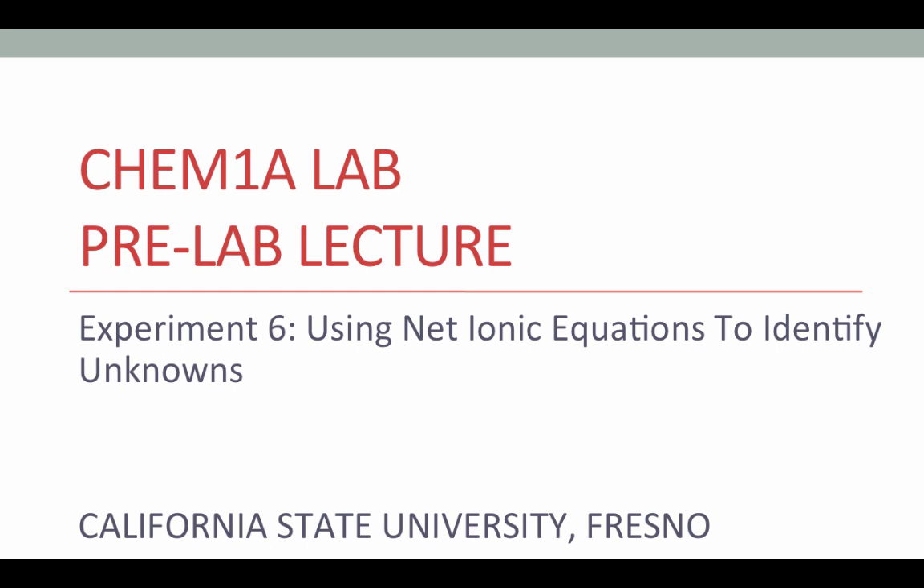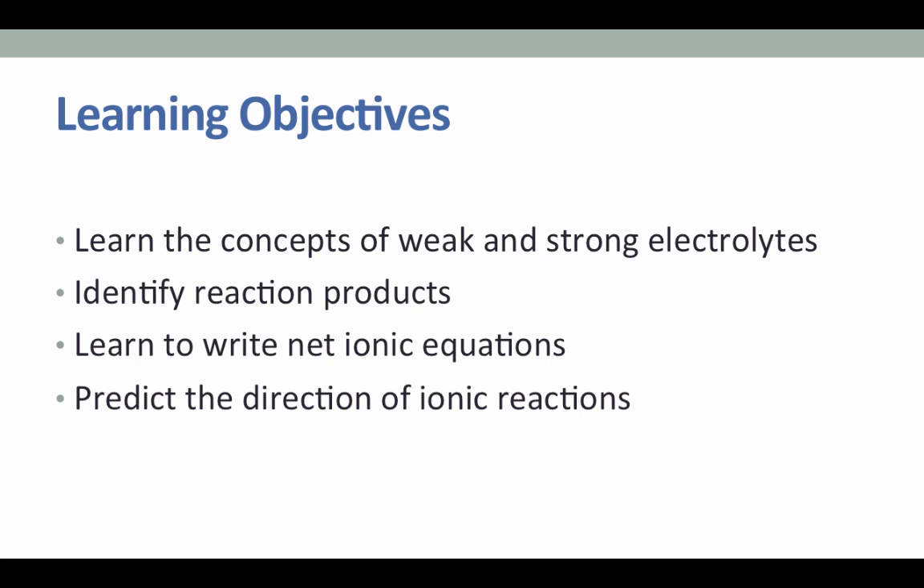Welcome to the Chem 1A pre-lab lecture for Experiment 6, using net ionic equations to identify unknowns. Our learning objectives for today are to understand the concepts of weak and strong electrolytes, to be able to identify reaction products, and to learn to write balanced net ionic equations.